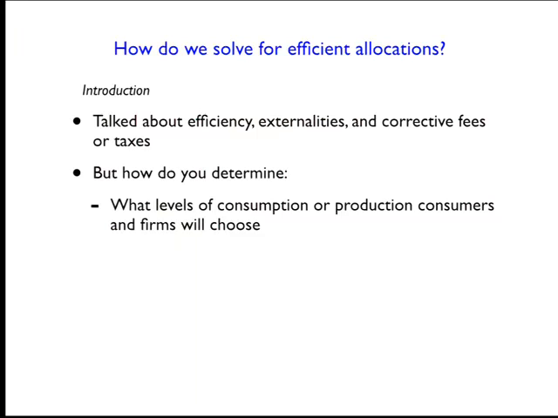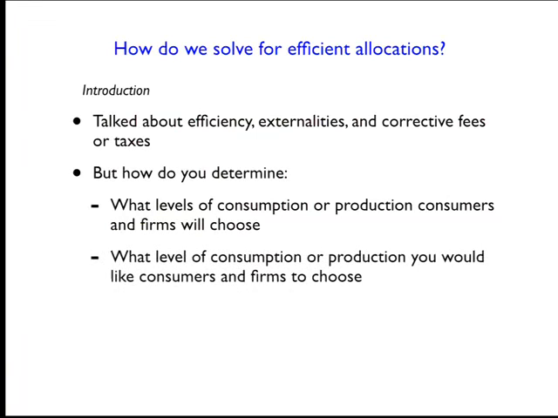So what we need to think about here are, first of all, what levels of consumption or production consumers or firms are going to choose, and then what levels of consumption or production you would like consumers or firms to choose. So the first question is what we would call a positive question of describing how firms or consumers are going to act absent any sort of intervention. And then the second question is more what we call a normative question, which is you're thinking of yourself as, say, the social planner, somebody who's trying to maximize the net benefits to society. You're asking, okay, here's what consumers are choosing to consume, or the amount that producers are choosing to produce, but is that potentially different than the amount that I would like them to consume or produce?